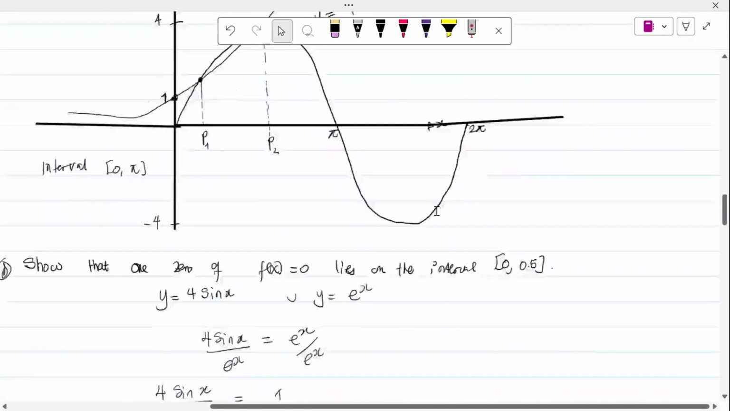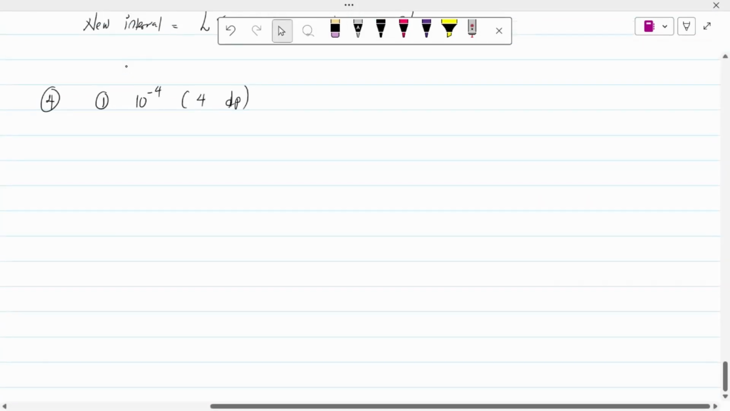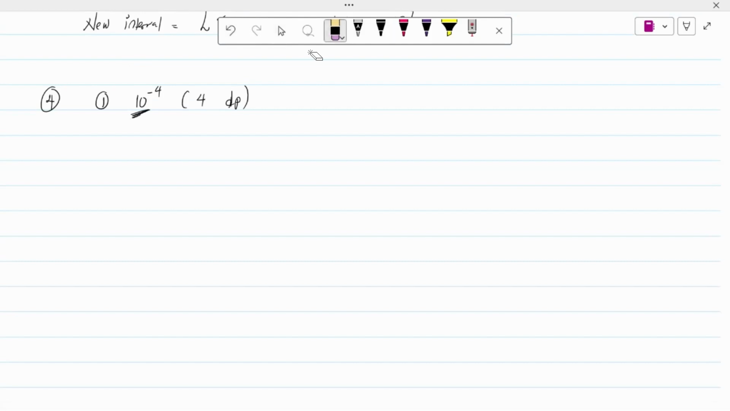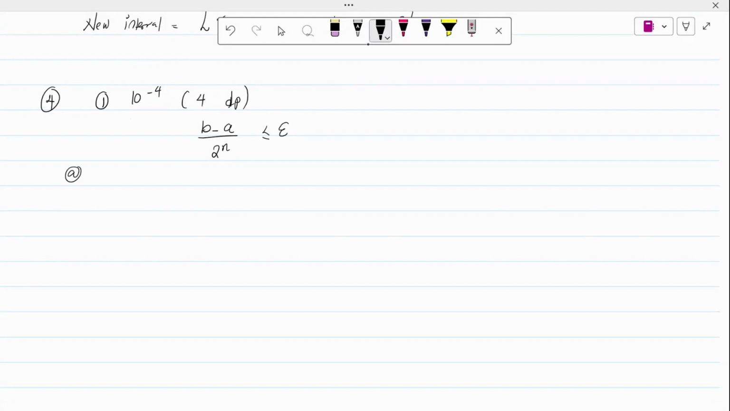But here we're talking about decimal places, where we were given both decimal places and significant figures. So for the first part, which says 4 decimal places, what you need to do is just use this rule: b minus a over 2 to the power n should be less than or equal to whatever error is given, epsilon, okay? So here our epsilon given is 10 to the power negative 4. And for the first question, question A, we're only interested in the interval, not the equation.